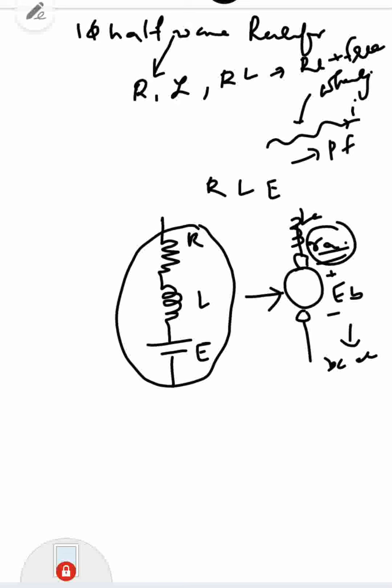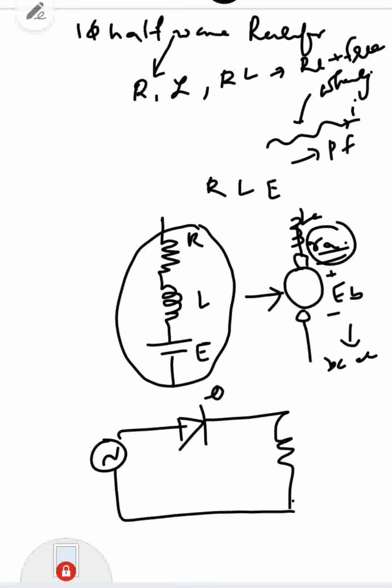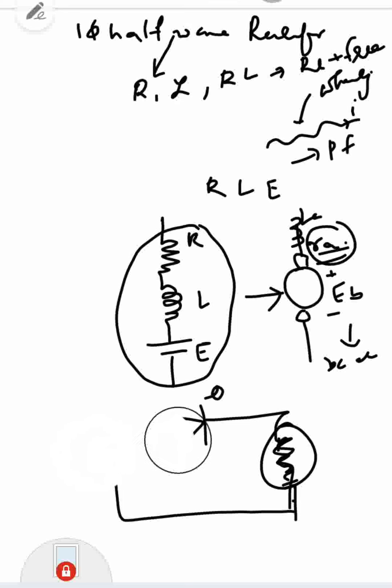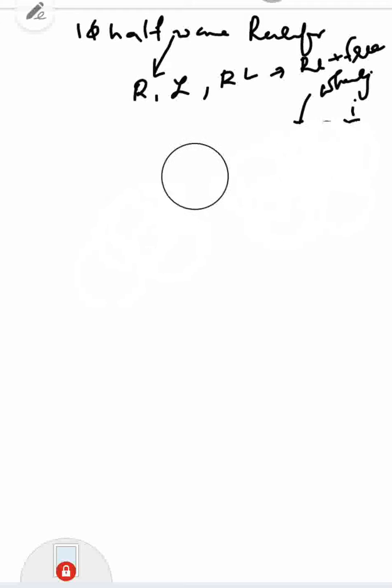Now we will learn what happens when we connect this RLE load here. How does the circuit behave, how can we control it, what is the output voltage, what is the voltage across the SCR, what are the variations, etc. So first let me draw the circuit.